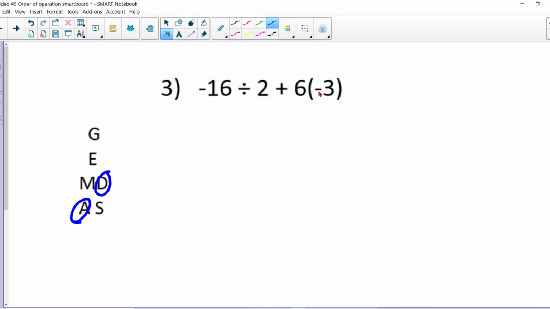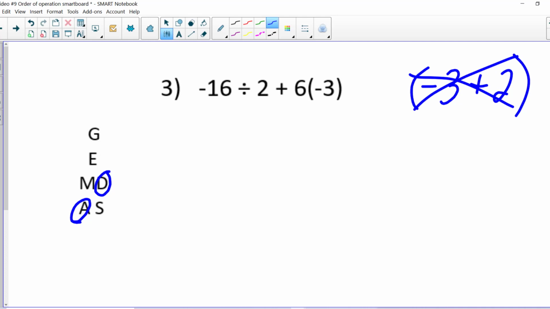So this I am not going to do first because of the grouping symbol, because there's nothing to do inside the parentheses, right? In order to be a grouping symbol, it has to have some kind of operation or something to do inside the parentheses, like that. This one just has a single digit in there. So this one means multiply.